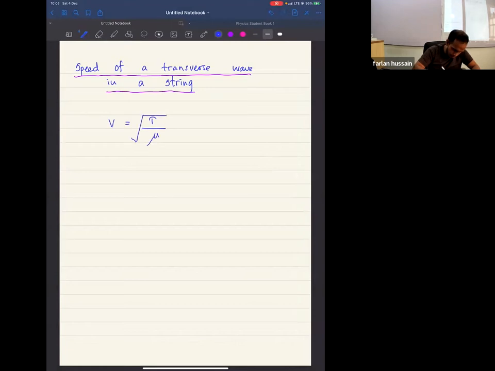The speed of a transverse wave in a string is given by square root of T over mu. Take it down, I'll explain to you what these terms mean.